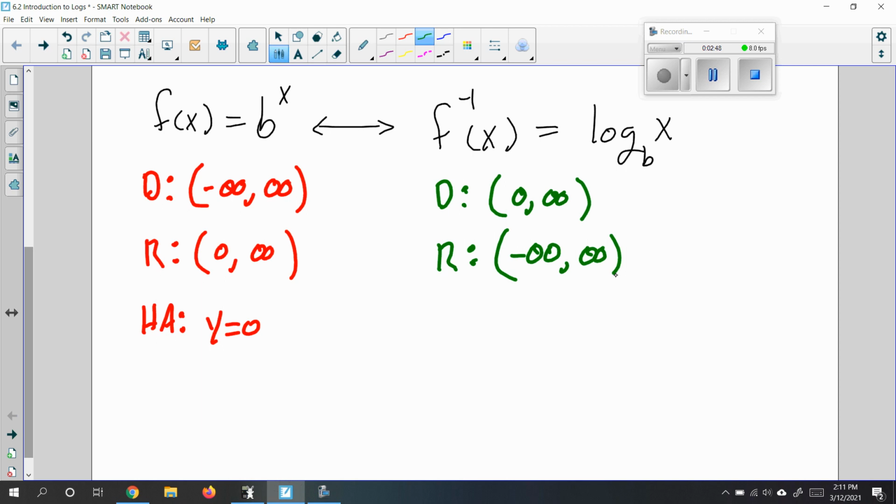And instead of a horizontal asymptote, we're switching x and y. So the log has a vertical asymptote of x equals 0. We won't need to worry about this until later, though, when we graph these.